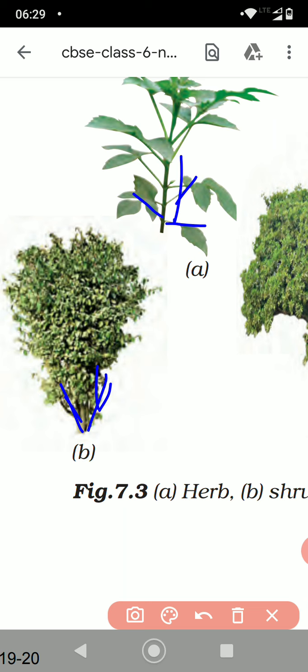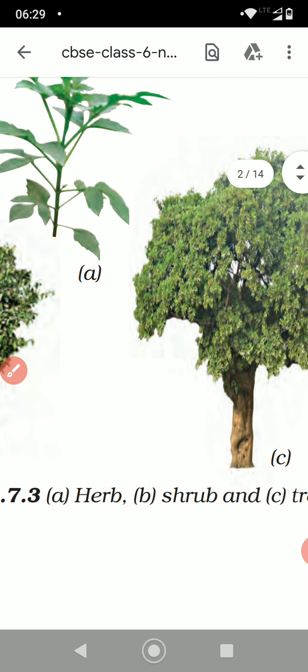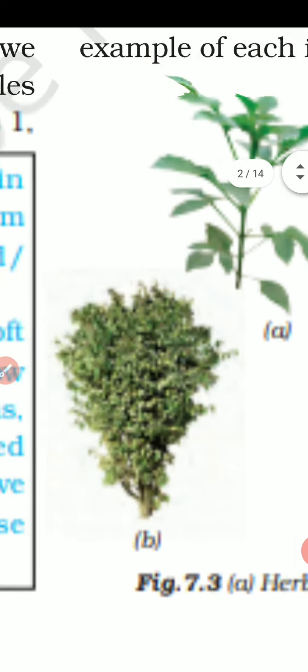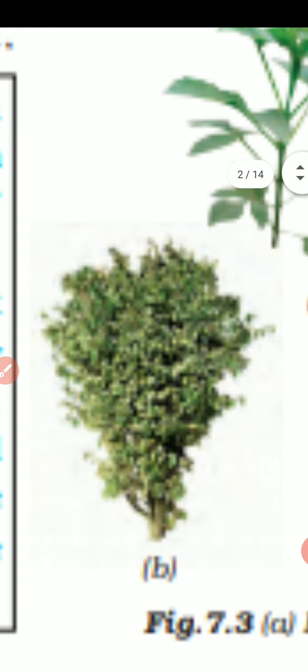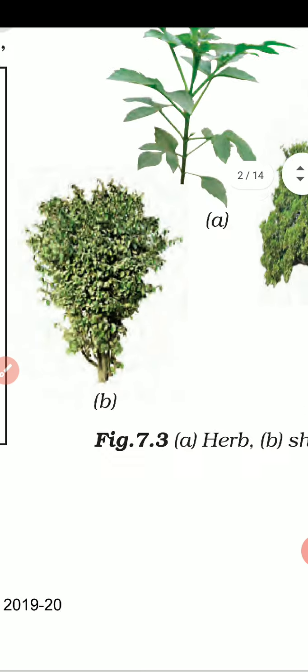First we'll talk about the stem. Here you can see the stem is green and this is tender, children. Green color means it's very tender. This is a little brownish, but this is thicker than this. This is very thin. This is thicker than this, and here in the tree you can see this is very thick. Now the branches are much above in the tree, and in case of shrub it is from the base, and in case of herb also it is from the base, children, right?